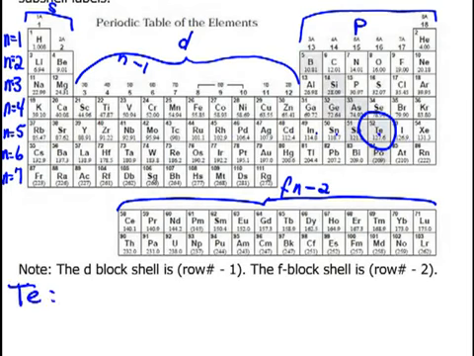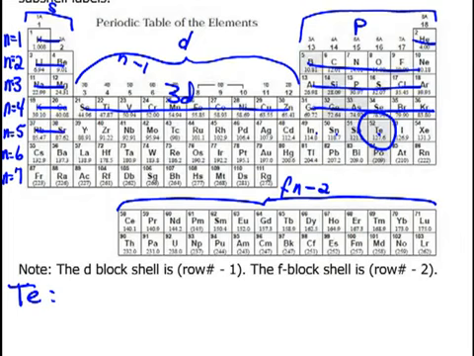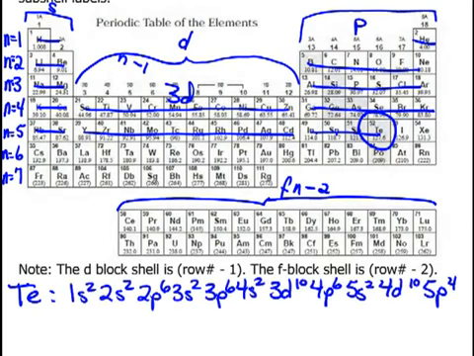All right. 1s2, 2s2, 2p6, 3s2, 3p6, 4s2, 3d10, back to 4p6, 5s2, 4d10, 5p4. Yay! Or just write krypton, and there you go.